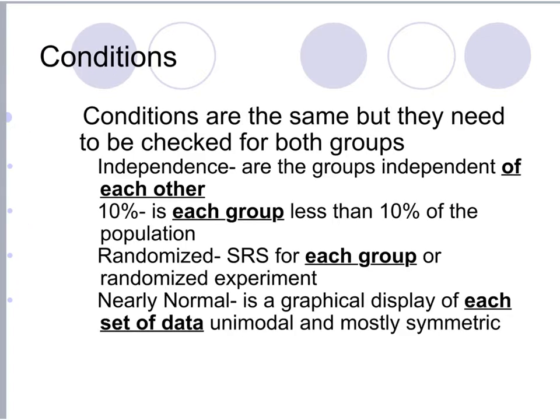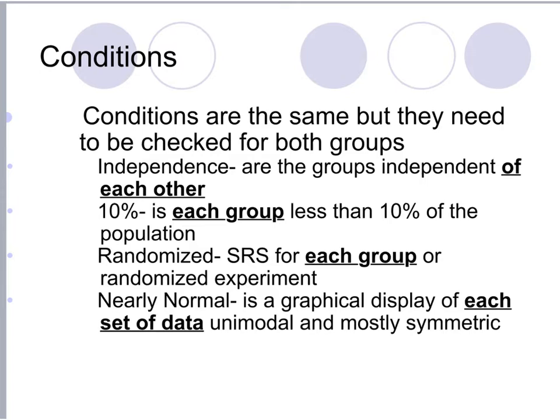The conditions are the same as our t-test, but we have to check them for both groups. We need to have independence of each other. The two groups need to be independent of each other. And then each group must be less than 10% of the population. Each group has to be randomized, so a simple random sample for each group or a randomized experiment. And we saw in the last test that it's really important that you not use simple random sample when you're looking at a randomized experiment. You have to differentiate between those two.